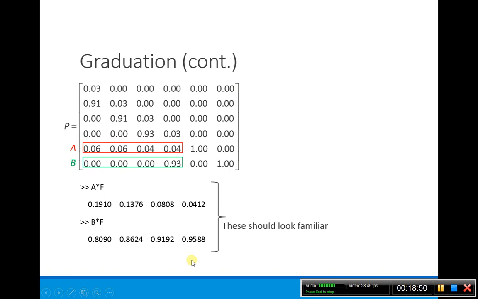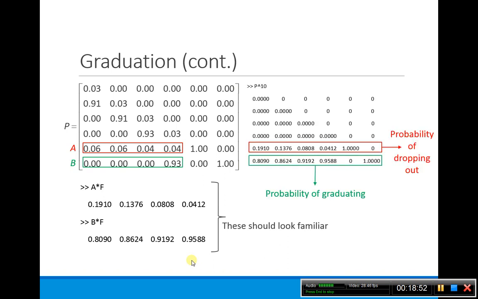These should look very familiar because these were what we did when we did our steady state probabilities. So when we did our matrix multiplication here, and we did P to the 10th power, remember we had all zeros here. This gave us the probability of dropping out, which looks like this, and the probability of graduating, which actually looks like this. So here, there's two different ways of actually finding the exact same answer.